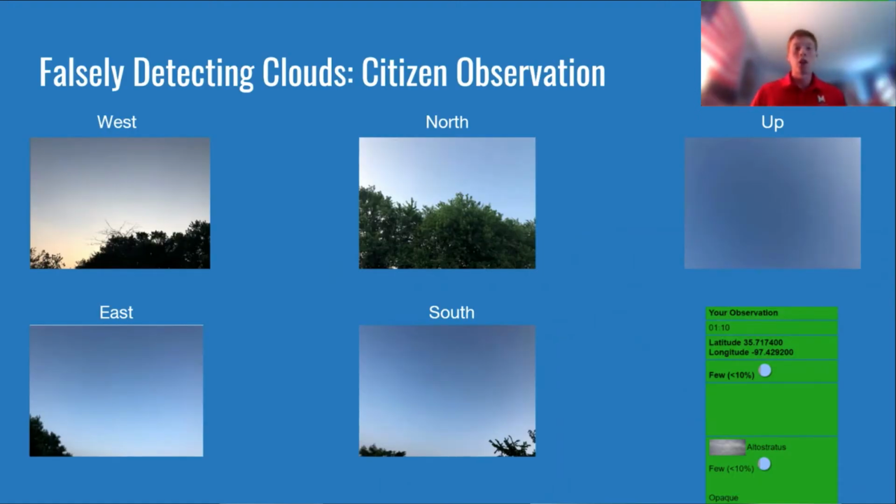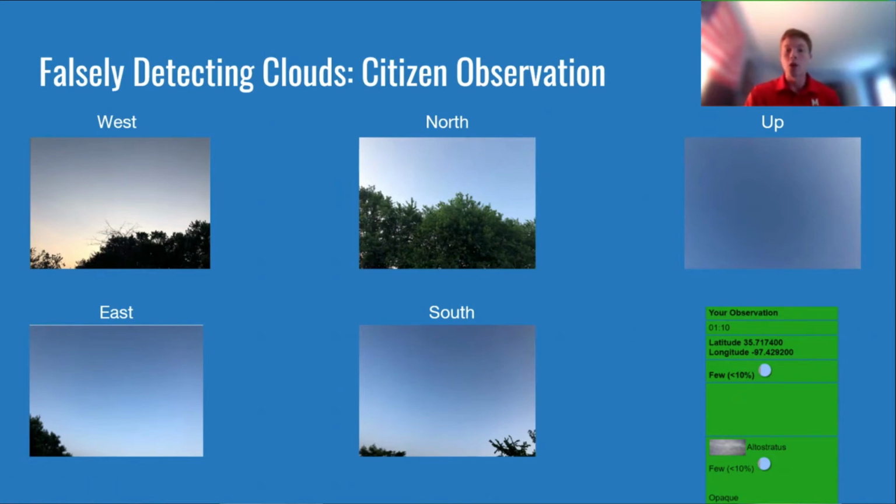First, I know I've talked a lot about citizen observations, and some of you might not even know what that is or what a citizen observation consists of. So I wanted to give an example, and this right here is what a citizen would provide us with. They're taking photos of the 4 cardinal directions, north, south, east, west, as well as up and down. They provide us these photos in order for us to determine what the cloud cover is, and they report it as well. This citizen, if you see in this green box down here, reported few, or less than 10% of cloud cover.